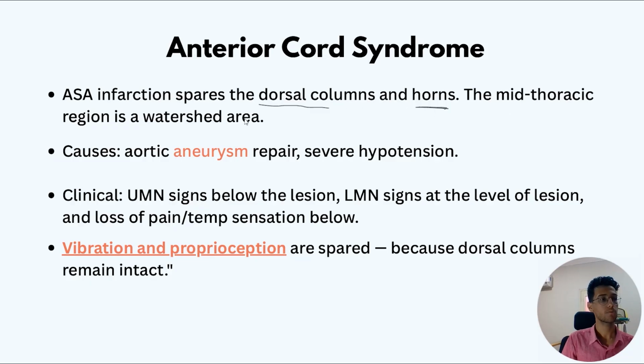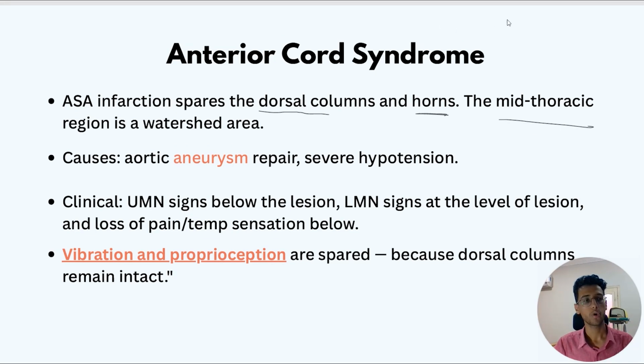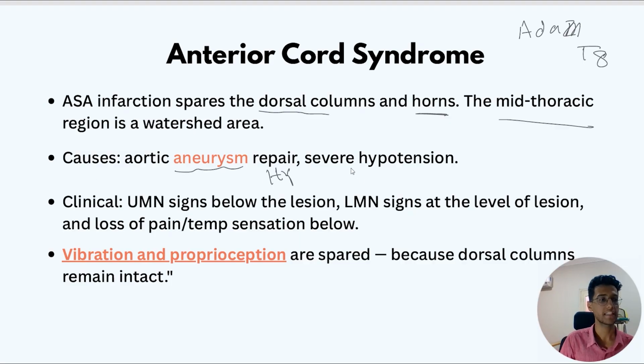The mid-thoracic region is a watershed area. Okay, so why is the mid-thoracic region a watershed area? Because there is an artery called the artery of Adamkiewicz. This artery provides territories to the spinal cord below the level of T8. Okay, so the mid-thoracic area is a watershed area, and it's the most susceptible to anterior spinal cord syndrome. The causes are aortic aneurysm repair. This is very high yield. Severe hypotension as well causes this condition.